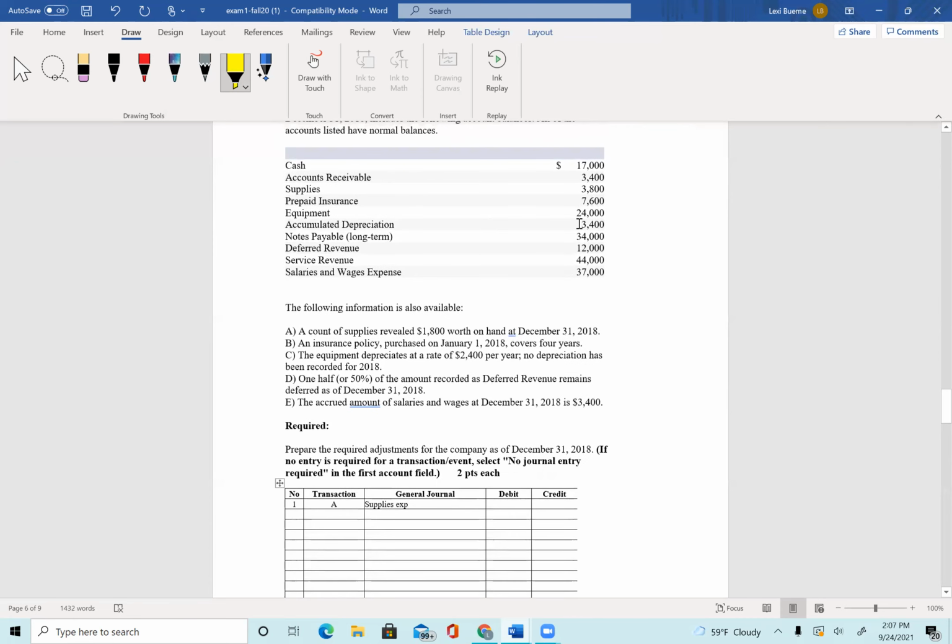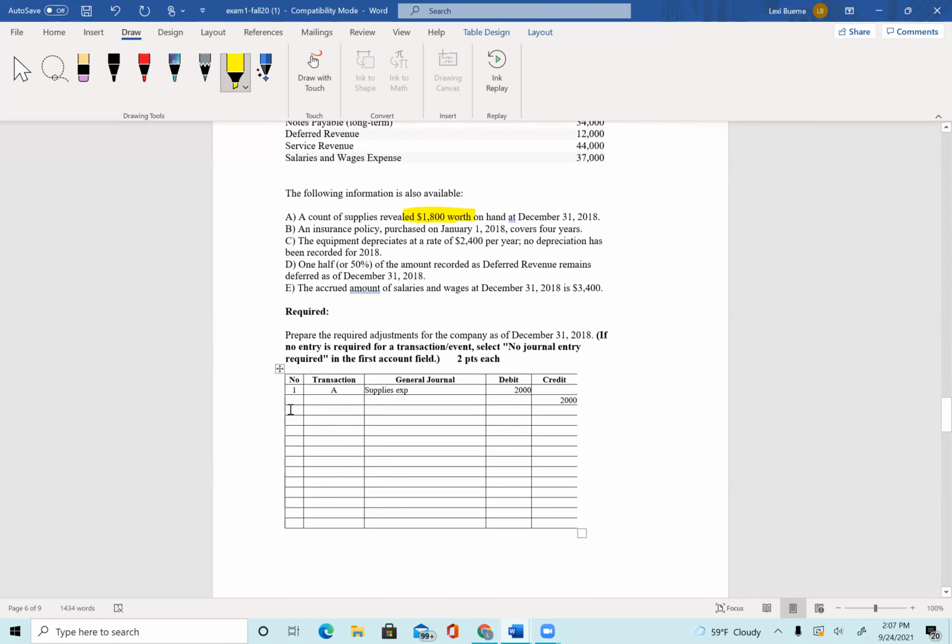And since we originally had $3,800 here, but we have $1,800 on hand, we subtract those out and you get $2,000. And we would credit supplies. Sorry. 2B. An insurance policy purchased on January 18th covers 4 years. So it's an expense on our end. Let me just move this down so it's easier to see. So we would debit insurance expense since we're talking about an insurance policy. And then we would credit prepaid insurance because it says that they paid it out for 4 years in advance.